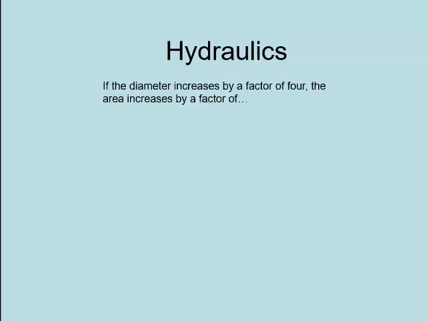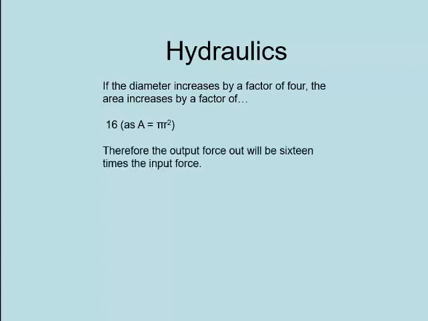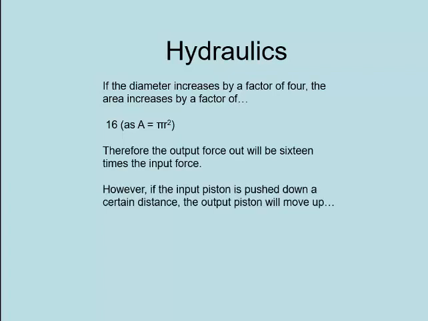If the diameter increases by a factor of 4, the area will increase by a factor of 16, because the area is pi r squared and 4 squared is 16. So if we increase the diameter and therefore the radius by a factor of 4, we increase the area by a factor of 16. Therefore the output force will be 16 times the input force.